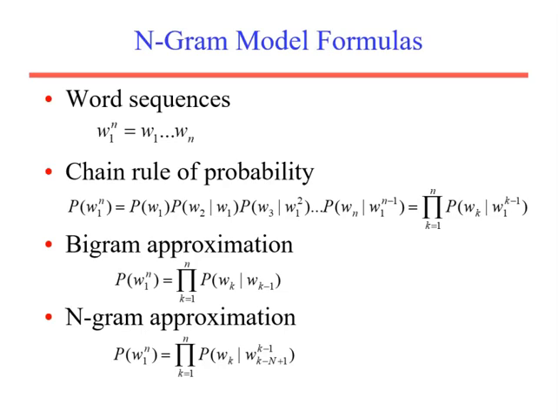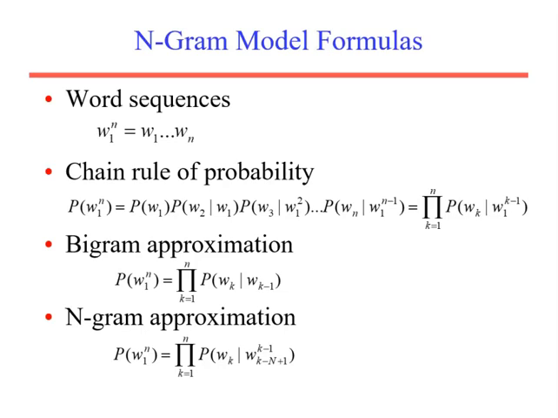To compute the probability of a sentence, we use the chain rule of probability. Essentially, we expand a probability using conditional probability. So, what's the probability of word 1? Then multiply that by the probability of word 2 given word 1, and then word 3 given word 2 and word 1, and so on. This is the chain rule all the way up to n words.